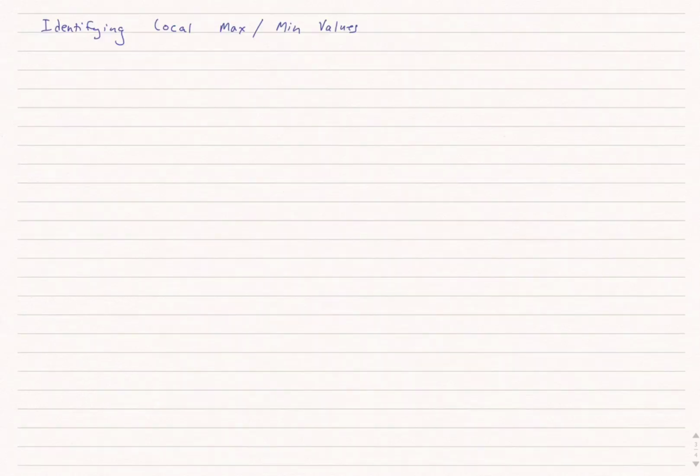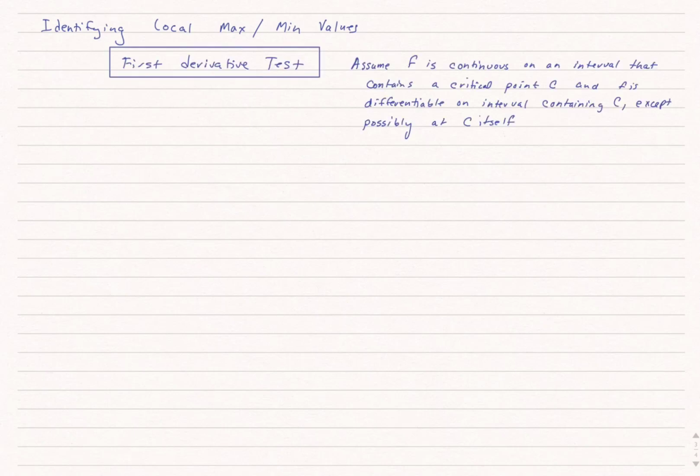So the next step, once I've found my intervals of increasing and decreasing, is to find out if I have a local max or min, or a point of inflection where there wouldn't be an extreme point. This is going to lead to our first derivative test. Through all this, we're going to assume that f is continuous on an interval that contains a critical point c, and that the function is differentiable on that interval containing c, except possibly at c itself.